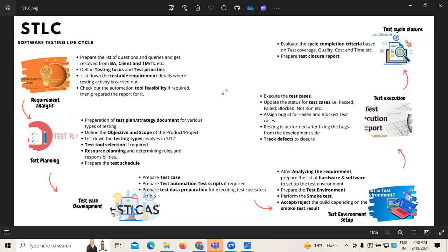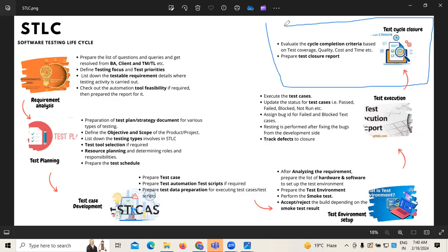This is where test execution comes into the picture. So we need to execute and see to what extent we have these test cases covered, right? So how to update the status of the test cases. Next, defects, how to track the defects to closure, right? All these things come under the test execution part. Once the test execution is done, the next is test cycle closure.